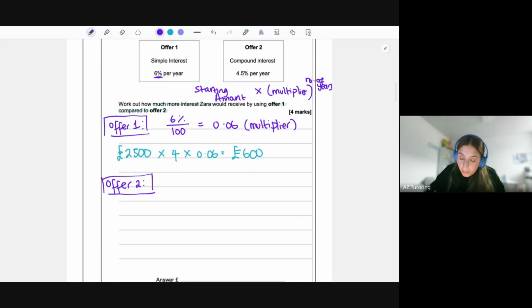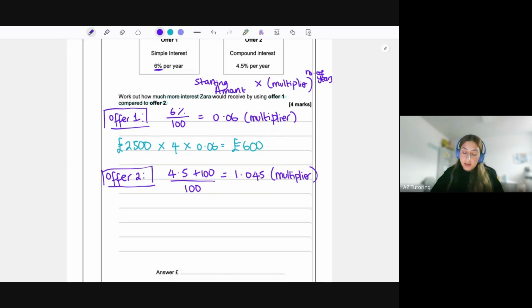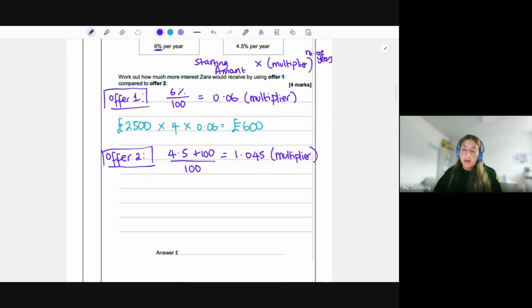So I'm going to do 4.5 plus 100, divided by 100. If I put that in my calculator, it gives me 1.045. This is my multiplier. So it's a bit different than how we find the multiplier for simple interest. And now I can just plug it into my equation.